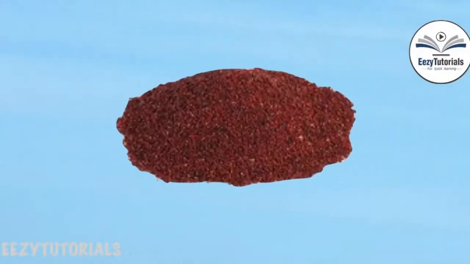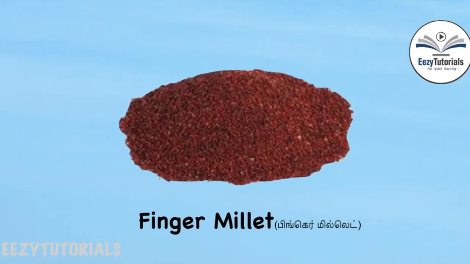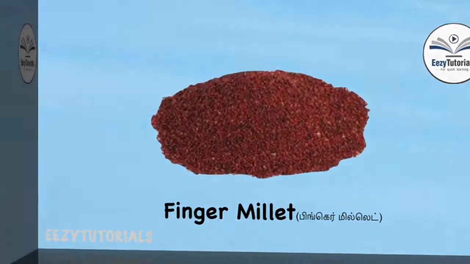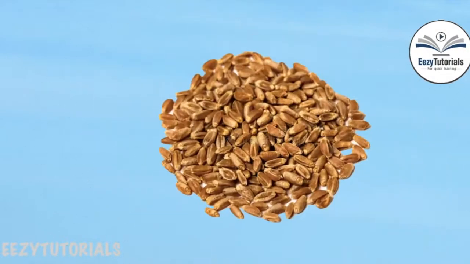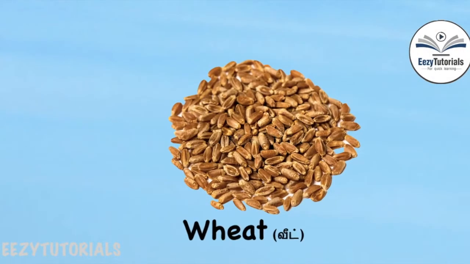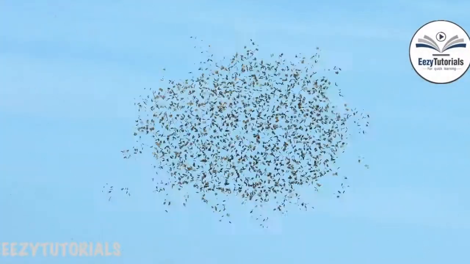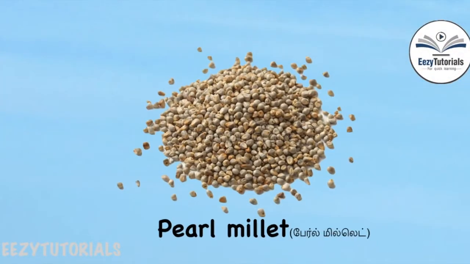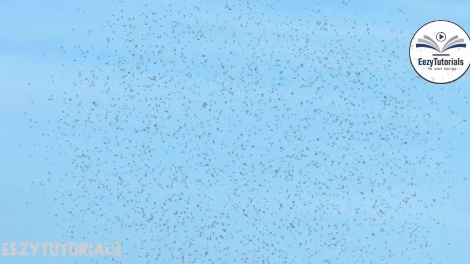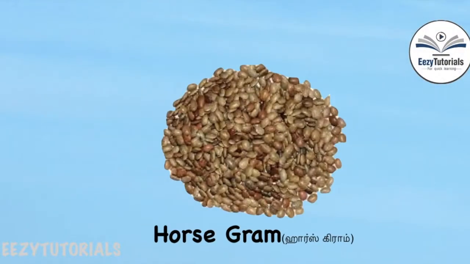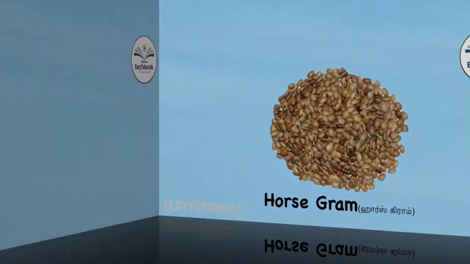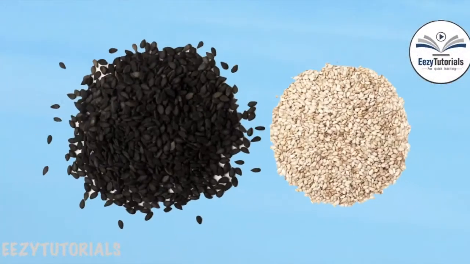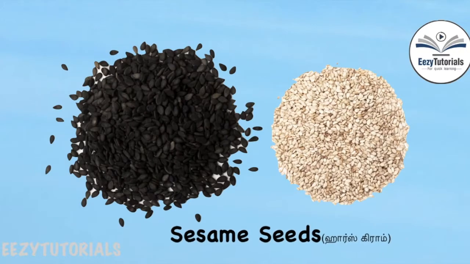Let us see some millets. This is finger millet. These are grown in cold places. Wheat. This is pearl millet. These small grains are horse gram. What are these seeds? Sesame seeds.